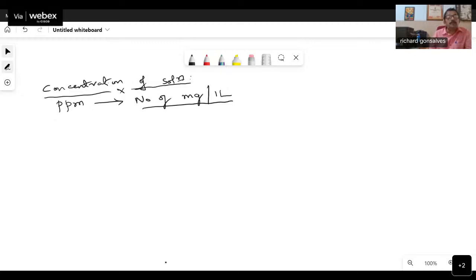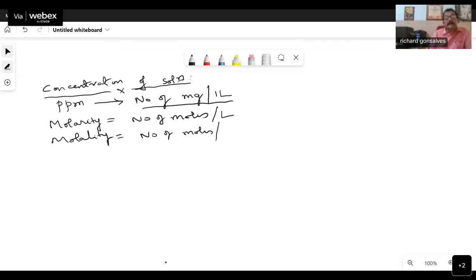Or you can have molarity. Hope you know what is molarity. Number of moles present in a liter. That is called molarity. There is one called molality. What is molality? Number of moles present in 1 kg of solvent. See the difference. Here it is meant for solvent, here it is solution. I will explain with example. Then there is normality.